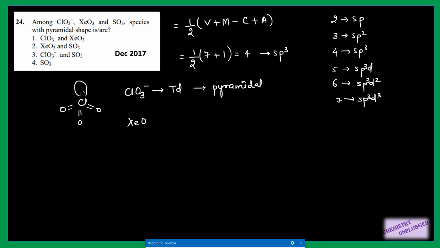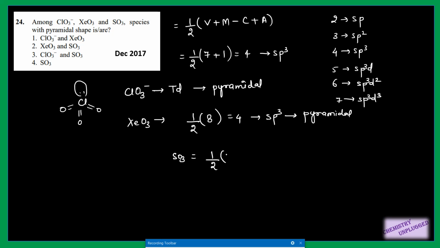Then we have XeO3. Again we will apply the same formula: xenon has 8 valence electrons, there is no monovalent atom, no charge, so we again have 4, meaning sp3 hybridization. Again this xenon has a lone pair of electrons and it will cause its structure to be pyramidal. Then we have SO3. In SO3 the valence electrons are 6, there is no monovalent atom, no charge, so the total is 3, meaning it will have an sp2 trigonal planar structure. So the correct answer will be the first one, right?